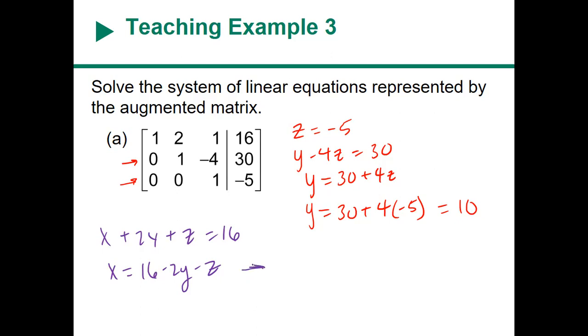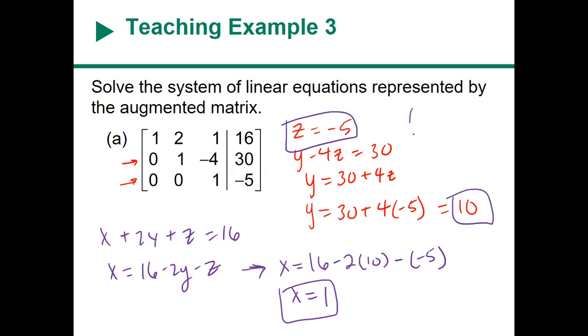So this leads me to X equals 16 minus 2 times 10 minus -5. And what does that give me? We all agree? So just making sure, remember we go left to right when we're adding and subtracting. This is negative 20, so we have 16 minus 20 is negative 4. A negative times a negative is a positive, and negative 4 plus 5 is 1. So now we know the value of each one. So our solution is 1, 10, negative 5.